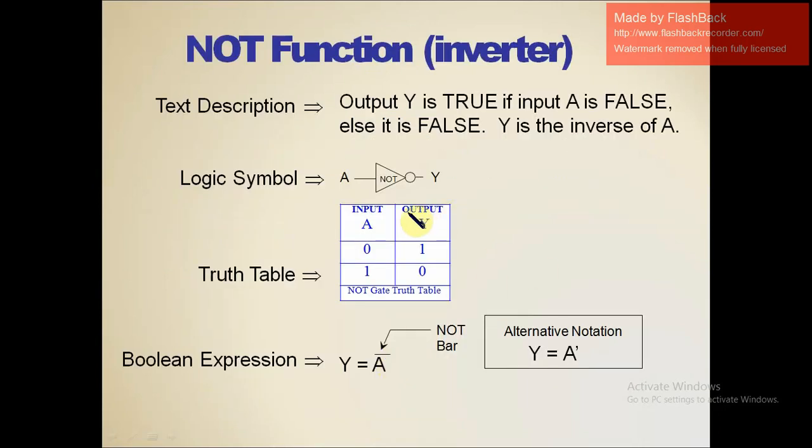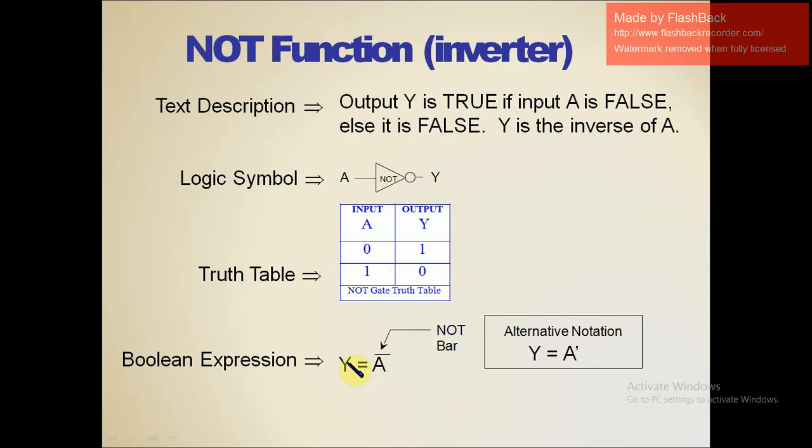The details will be given here. The output Y is true if input A is false. Here is the false, here is the true, here is the true, here is the false. It is the opposite, the inverse condition. Here we take an input and output. When we give 0, we get 1. When we give 1, we get 0.